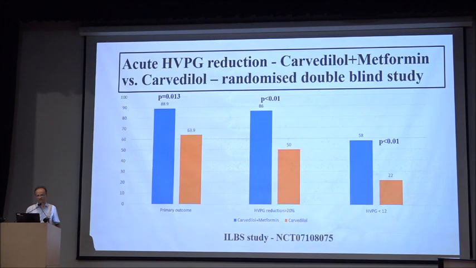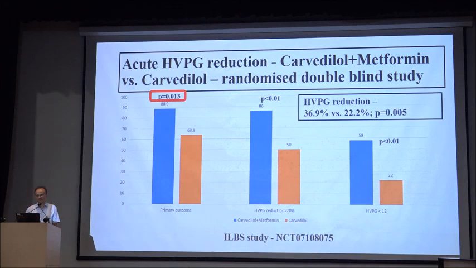So this is a very recent study by Dr. Garvit, just finished, in which the HVPG response was compared in the carvedilol plus metformin arm versus the carvedilol only arm. 72 patients were analyzed, and at the end of 90 minutes, it was seen that the primary outcome, that is the HVPG response, reduction by more than 20% or reduction to less than 12, was seen in significantly more patients in the combination arm compared to the only carvedilol arm. And the HVPG reduction was to the extent of 37% compared to 22% in the only carvedilol arm.